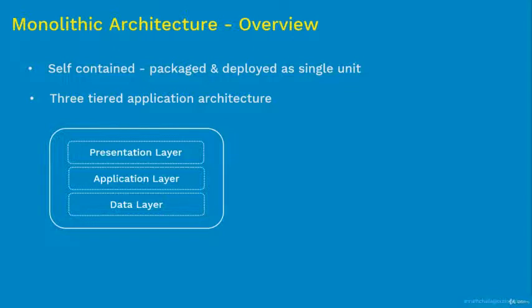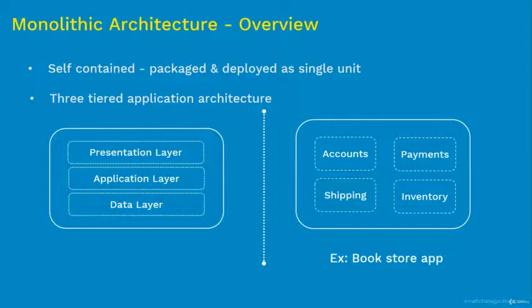Now, let's look at an example of a simple monolithic application. A bookstore web app primarily consists of four components: customer accounts, payments, inventory, and shipping. If a developer develops this application based on monolithic architecture, then all these four components will be developed together, may be interdependent on each other, and deployed onto a web server as one single unit. So that's about the monolithic architecture.